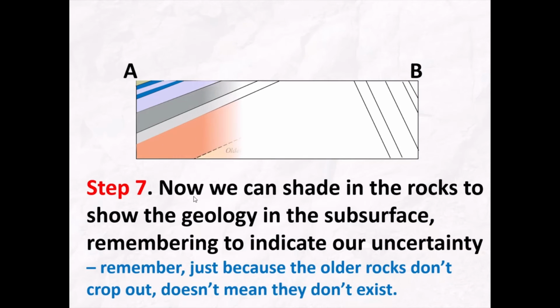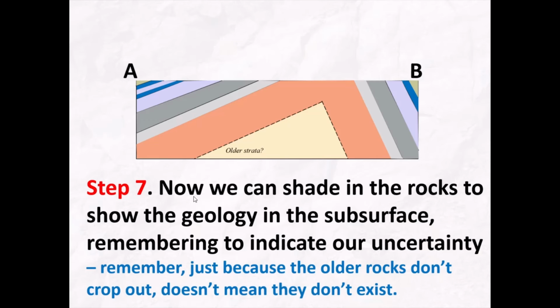Then what I can do is colour in and shade my cross-section to show what the subsurface geology would look like. And what I've done is estimated the thickness of those Devonian rocks, and I've tried to show that beneath them there might be some older rocks which don't crop out in the area. But I just want to let people know that there's a level of uncertainty because I can't see anything further than Devonian. I don't really know how far it goes down, and I don't know at what point we go into something else.